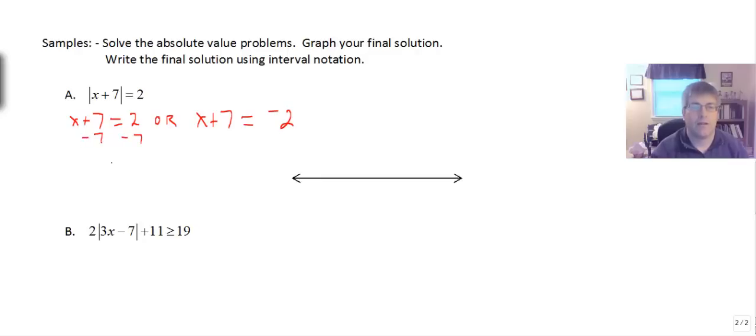And then we solve each. So I subtract 7 from both sides. I get x equals negative 5, or, and I subtract 7 again, and x equals negative 9. So x can be negative 5, or x can be negative 9. So graphically, we can just plot our critical points, x equals negative 5 and x equals negative 9, and there is our final solution.